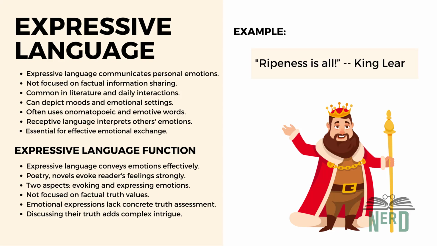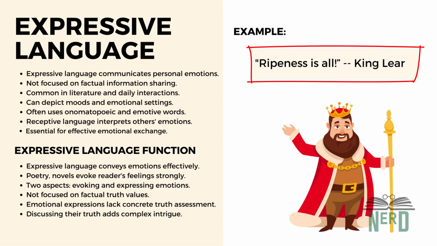Expressive language function. This one's about expressing or evoking feelings. Think of how poetry or novels work. They're really good at making you feel a certain way or showing you how the characters feel. There are two big parts here. One is making you feel emotions, and the other is expressing the speaker or writer's emotions. These kinds of statements aren't about true or false. For instance, when King Lear says, "Ripeness is all," he's expressing something deep, not stating a fact. This makes the whole discussion about the truth of emotional expressions pretty intriguing.